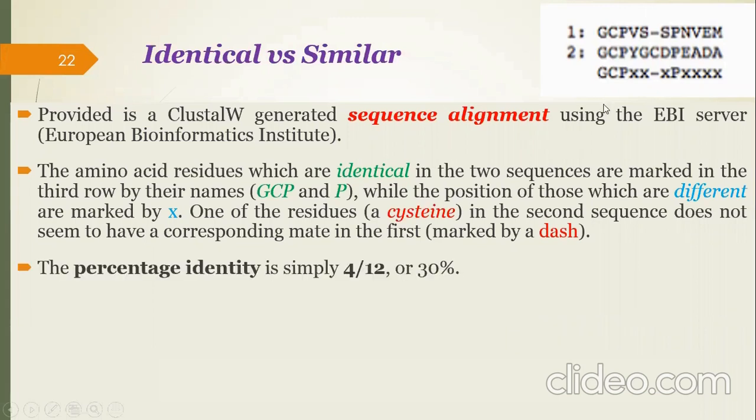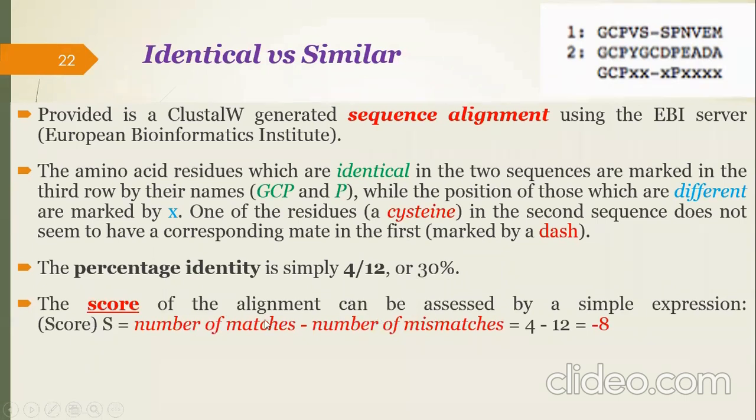So the percentage identity is simply 4 by 12. So these are a total of 12 residues: 1, 2, 3, 4, 5, 6, 7, 8, 9, 10, 11, and 12. So 12 residues are there, and only 4 are identical. So 4 by 12 will mean about 30%.